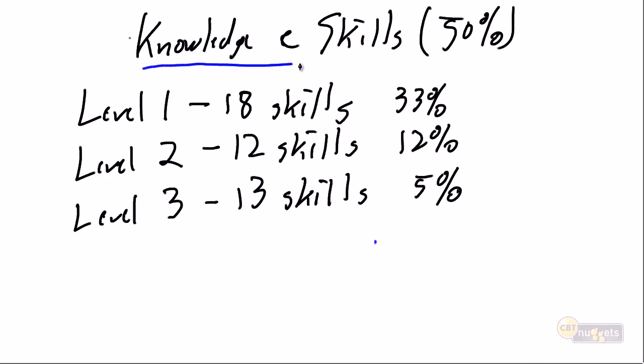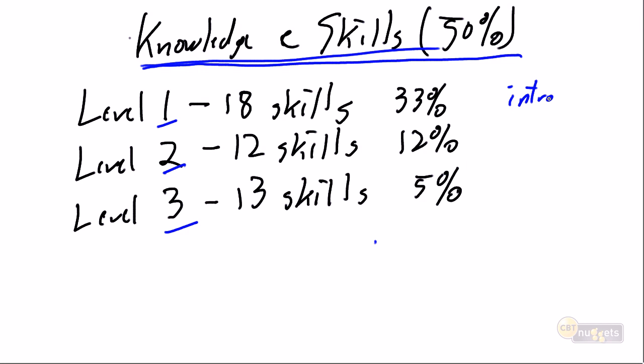And the remaining 50% of your exam questions, again another 60, are going to be around knowledge and skills. Now PMI have broken our knowledge and skills down into level 1, level 2, and level 3. And the level 1, 2, and 3 follow a fairly standard process. Level 1 are intro, basic, level 2 are medium, and level 3 are truly the harder ones, the advanced agile principles.